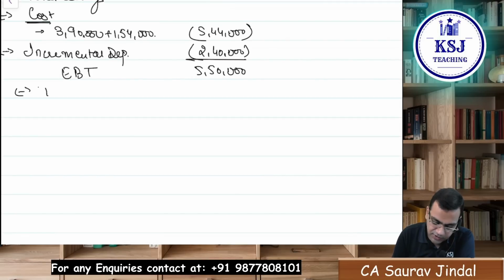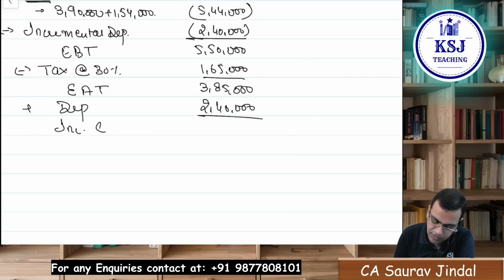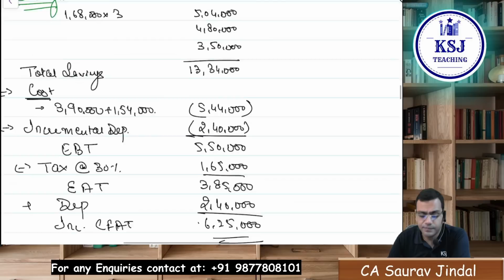Okay, minus tax on this. What is the tax value, sir? Tax at the rate of 30%, 1,65,000. So you will get earnings after taxes, that is 3,85,000. In this 3,85,000, add back depreciation of 2,40,000. You will get incremental CFAT, 6,25,000. Now you can solve it, right?